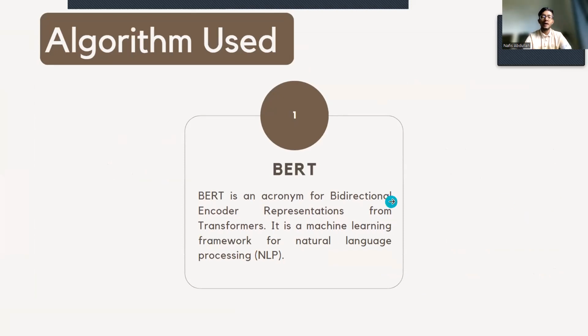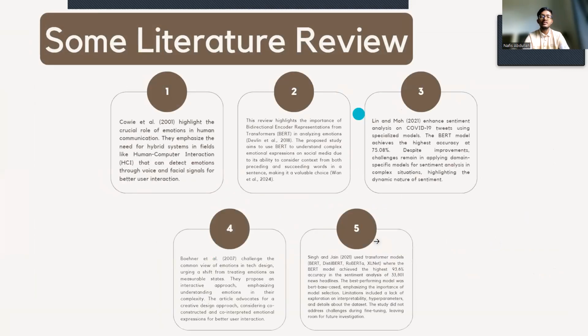BART is an acronym for Bidirectional Encoder Representations from Transformers. It is a machine learning framework for natural language processing. Then these are some literature review I have done, and some more literature review are in the report. So you can see that Cowie in 2001 highlighted the crucial role of emotions in human communication. They emphasize the need for hybrid systems in fields like human-computer interaction. Then Lin and Mo in 2021 enhanced sentiment analysis on COVID-19 tweets using a specialized model. The BART model achieves the highest accuracy at 75.08%.